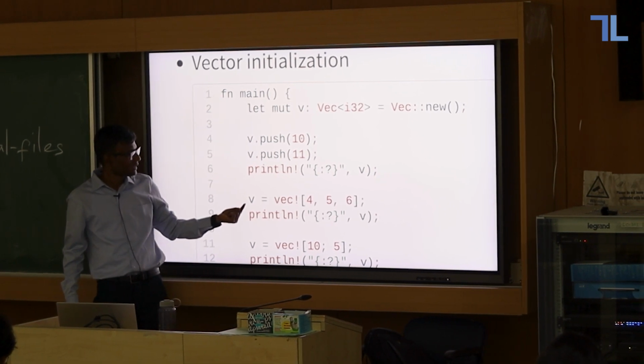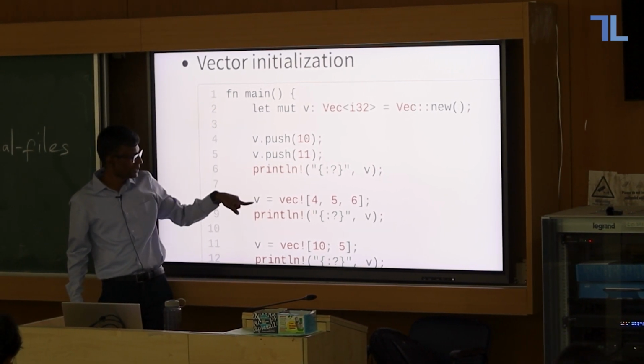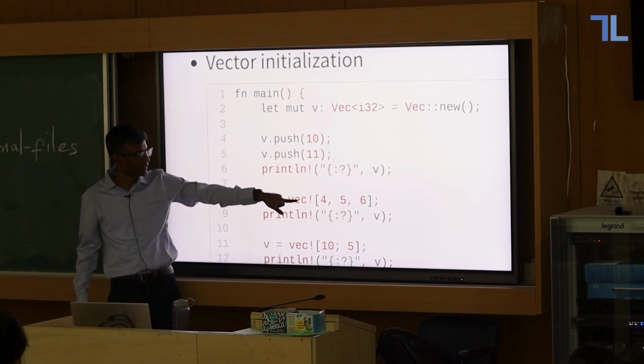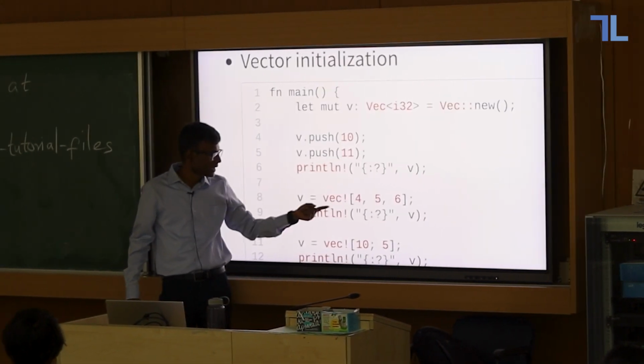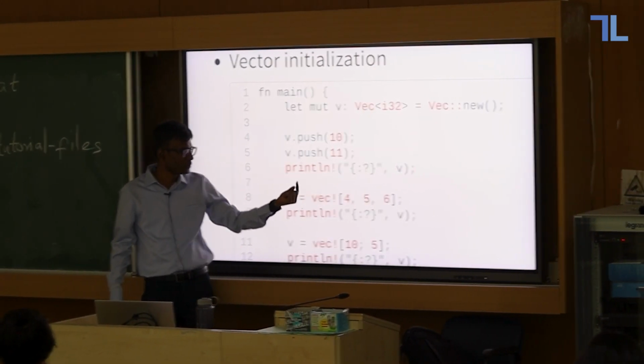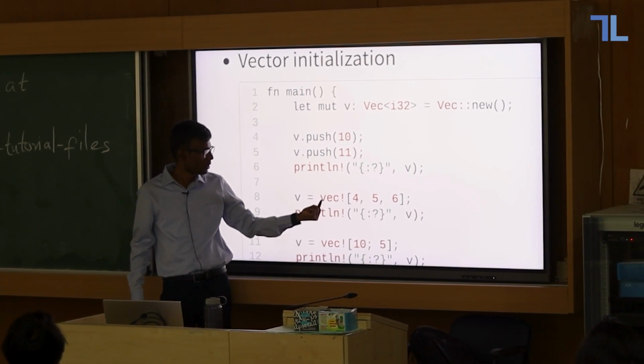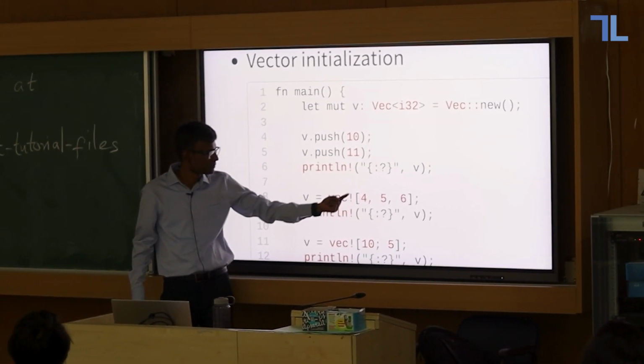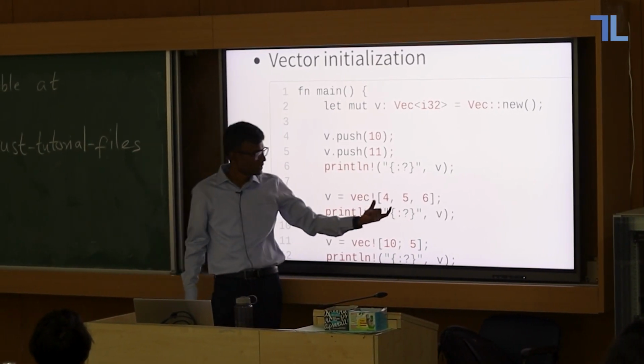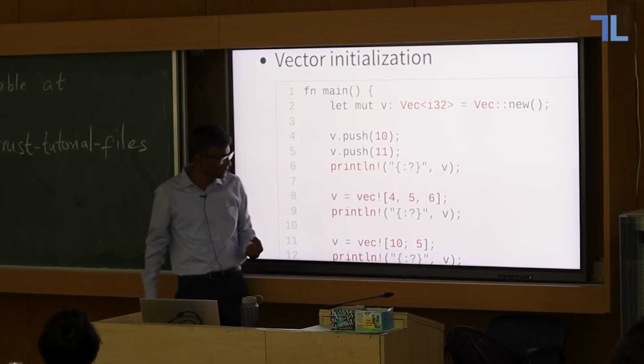You can also define a vector. This was a mutable vector, so I'm overwriting it as the vector 4, 5, 6. This is the syntax for defining a vector when you know the values in that vector. This is small v. Notice the small v and the exclamation point. So this syntax will initialize the vector with 4, 5, 6.